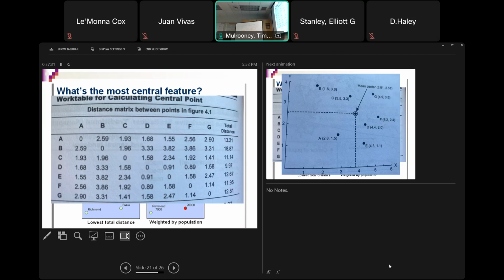I think these are called OD matrices. I'm looking at Chima or Andy or someone. Does that ring a bell? Origin destination matrices. And so you can create things like this, which are really neat.